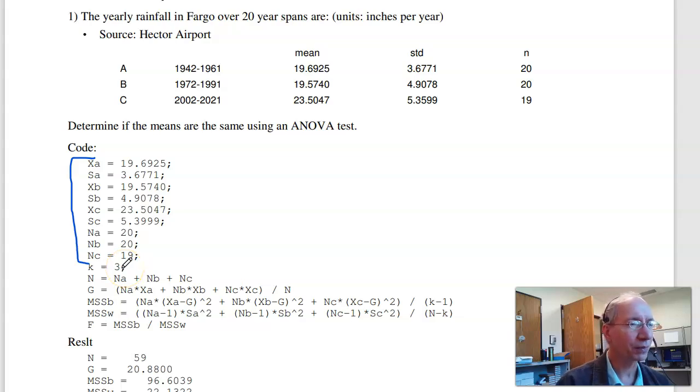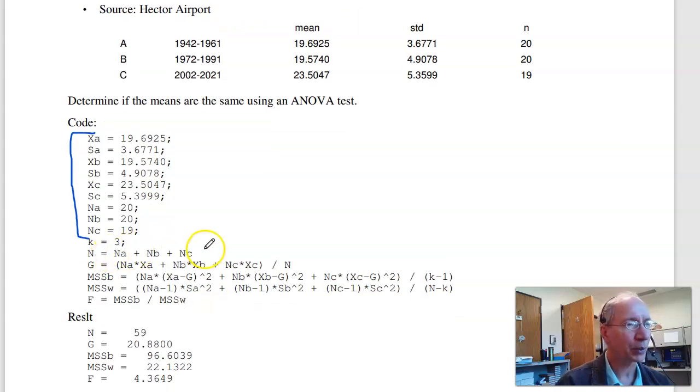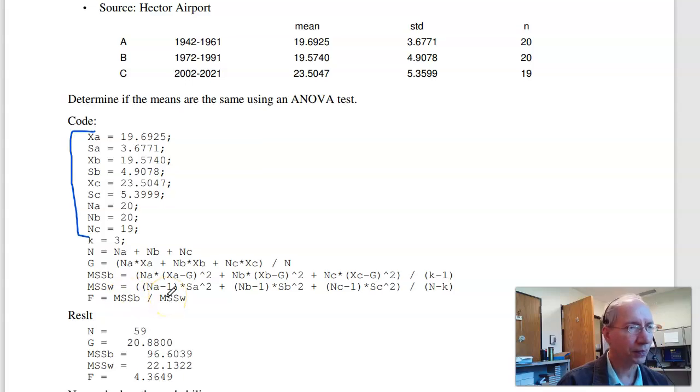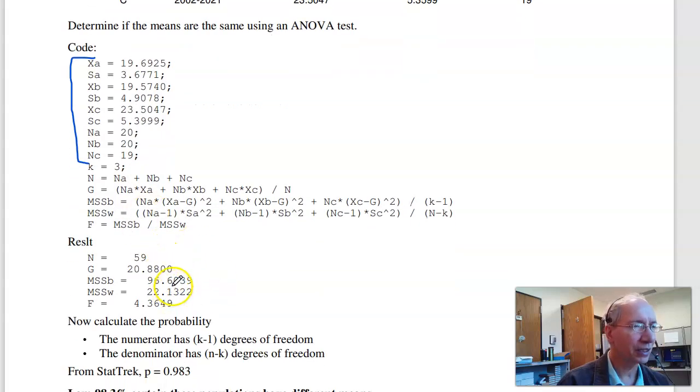Then grind it out. So that calculates the total number of data points, the global average, the mean sum squared error difference between columns, mean sum squared difference within columns. Take the ratio, that's your F-score. So grind it all out. The MSSB is 96.6, MSSW is 22.1. There's your F-score. That's what I want.